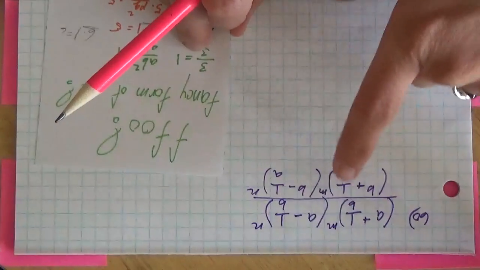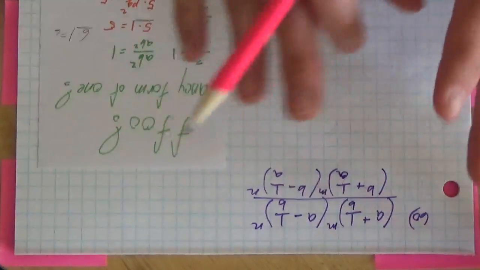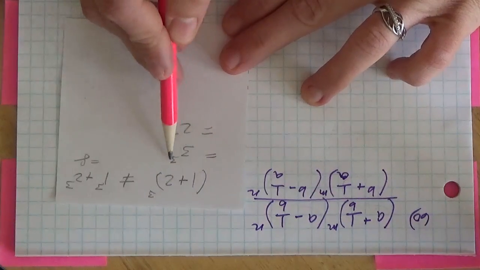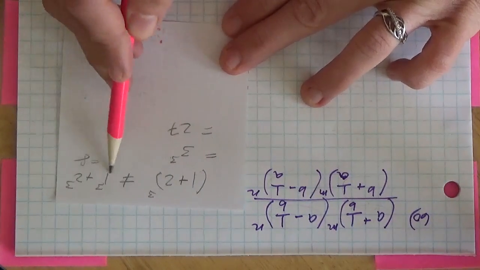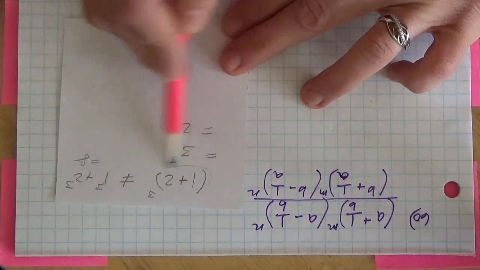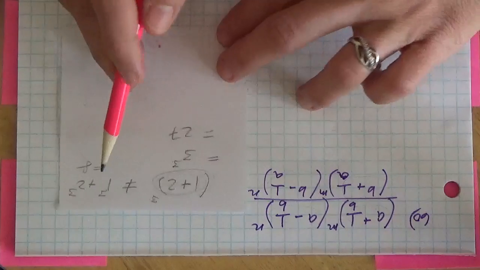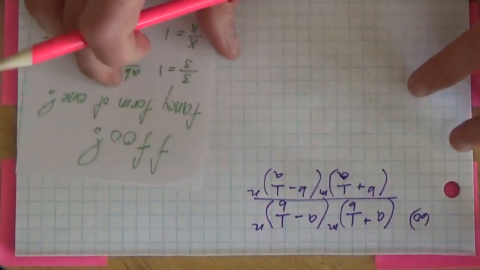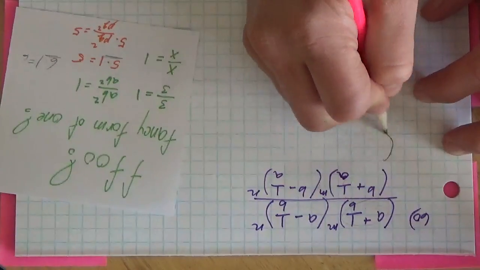I want to point out, do not be tempted to distribute this m, right? You can't say it's a to the m times 1 over, that's a no-no, right? Because if you had 1 plus 2 cubed, that would be 3 cubed, which is 27. It's not the same thing as 1 cubed plus 2 cubed, which is 8. Don't do it. Parentheses first, right? Order of operations. Okay, so don't do that.